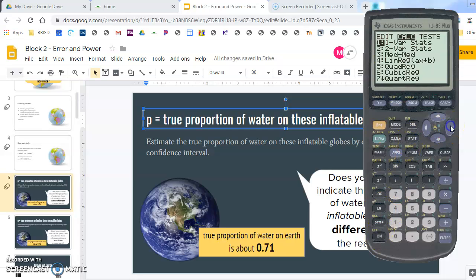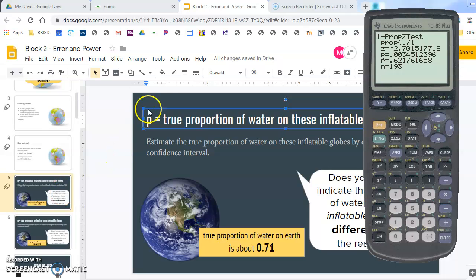If I had done a one proportion z-test with that same data but said I'm testing specifically is the proportion of water on the globes different from or less than, right, you'll notice that my p-value is a little bit smaller because it's actually not doubling it. So the calculator does all the work for you. Once you've got the p-value from the calculator, you make your conclusion.